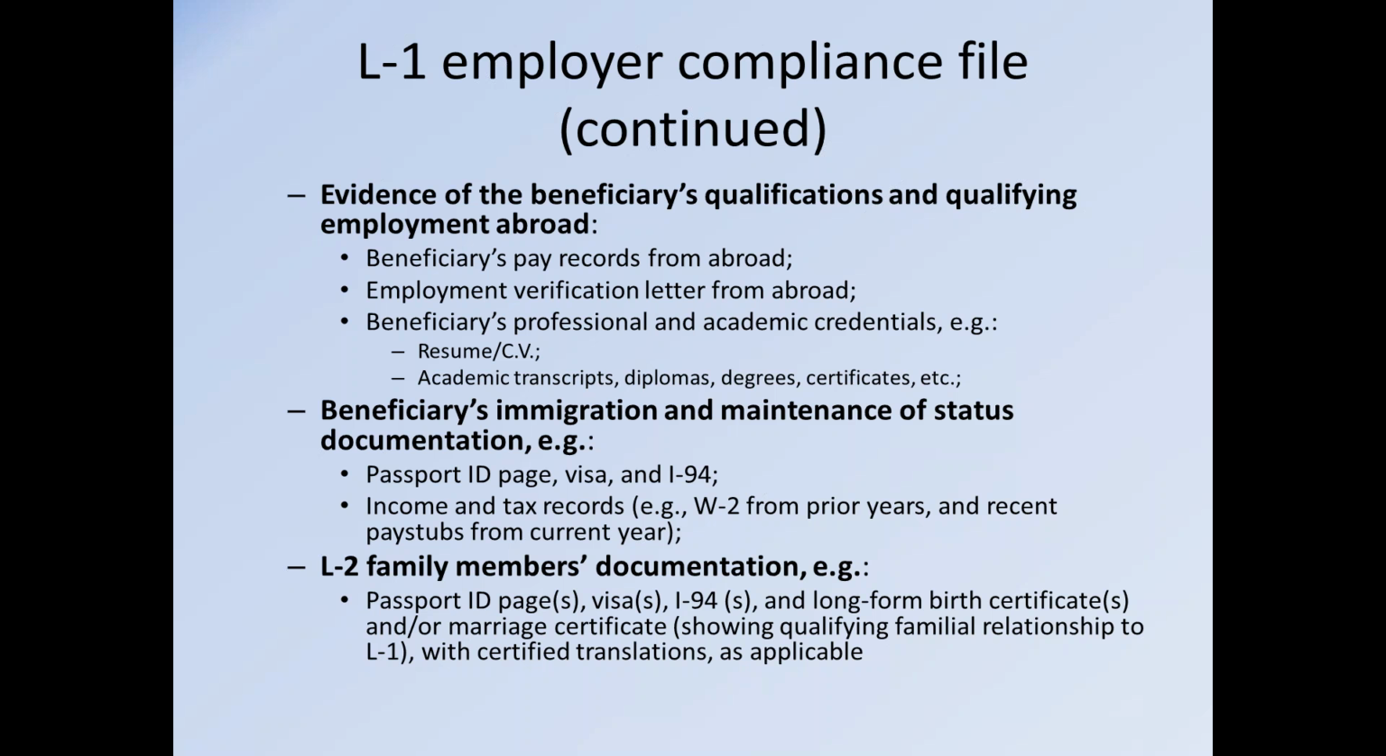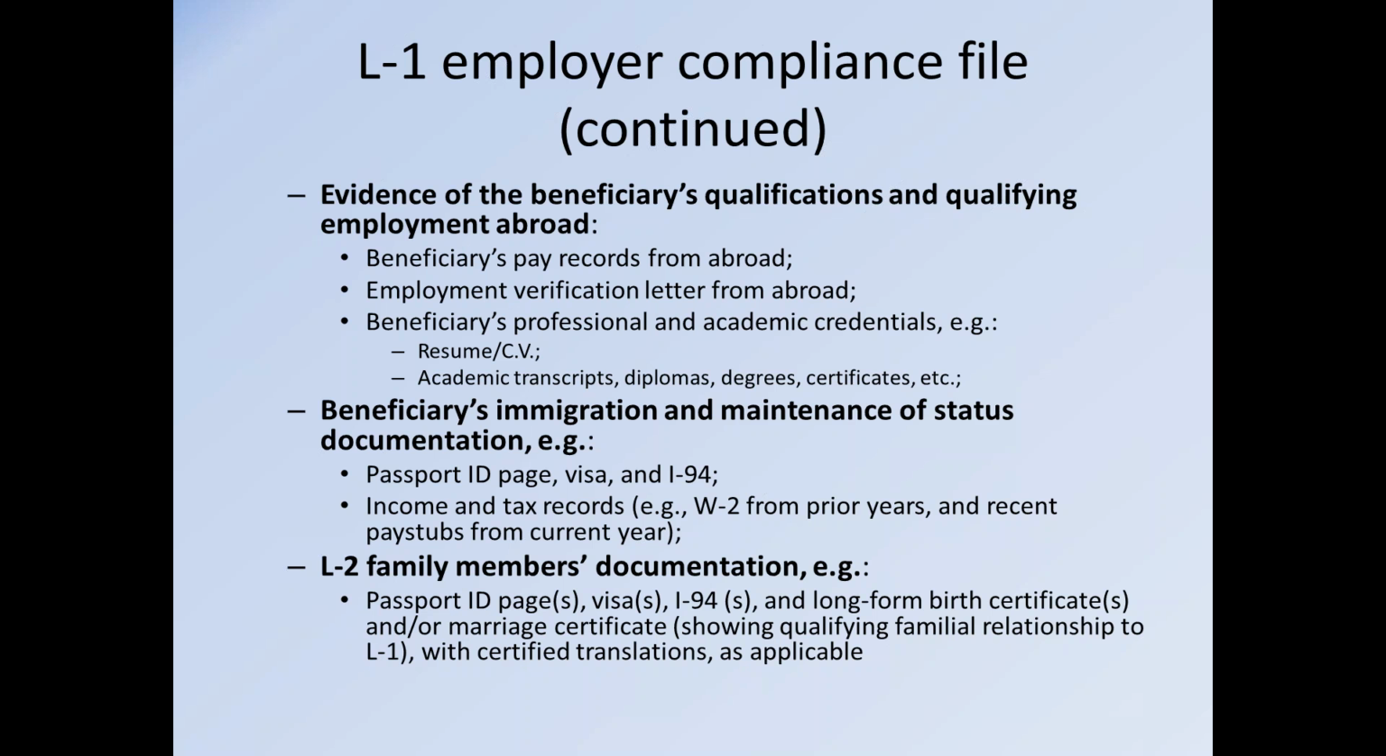L2 family members' documentation, in the event that it's an L1A extension and it was recently filed. That's generally 3 to 4 months later. It can be any time, but that's generally where we've seen the most frequency of FDNS site visits. That extension petition would also necessarily have included, well, not necessarily, the family members may have been abroad and reapplied for visas there, but getting the family members' L2 documentation is also important.